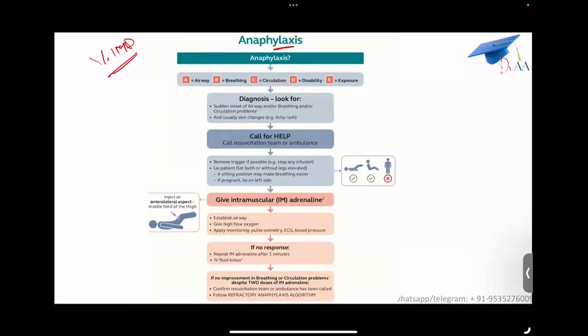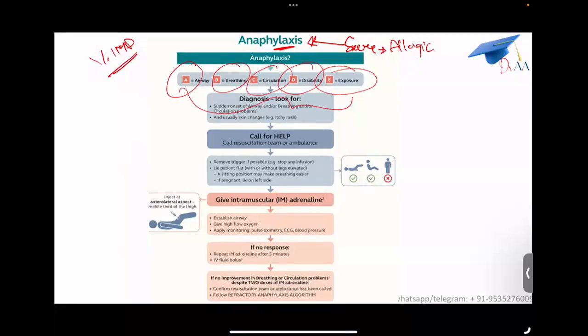Coming to anaphylaxis. Anaphylaxis is basically an allergic reaction. A severe or life-threatening allergic reaction is known as anaphylaxis. How do you approach it? You approach according to airway, breathing, circulation, disability, and exposure. In this, you need to pick up that it is because of anaphylaxis.